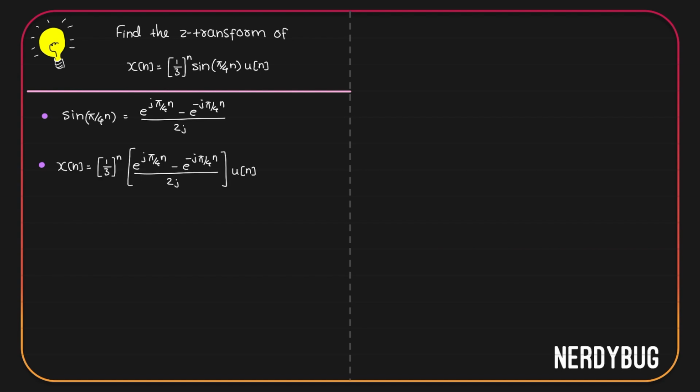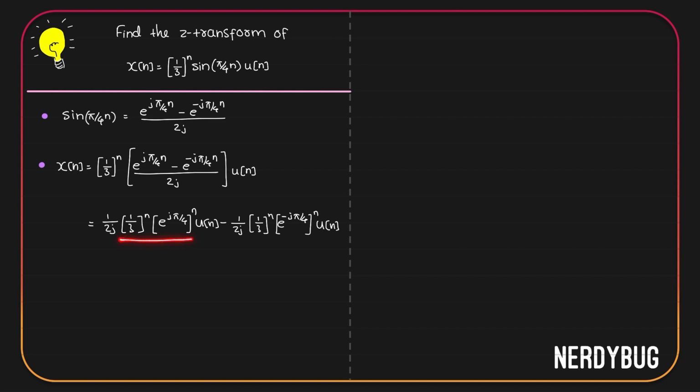Now we can split this into two terms, so we get 1/2j (1/3)^n e^(j pi/4 n) u(n) minus 1/2j (1/3)^n e^(-j pi/4 n) u(n). Now, e^(j pi/4 n) is actually (e^(j pi/4))^n. Similarly, e^(-j pi/4 n) is (e^(-j pi/4))^n.